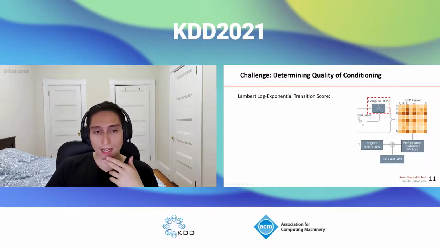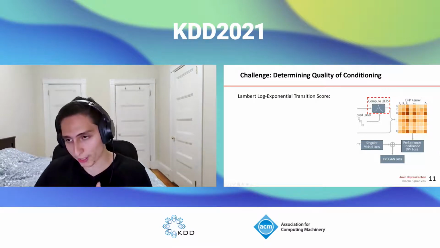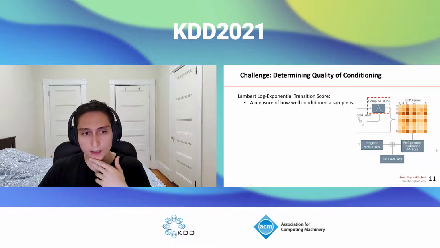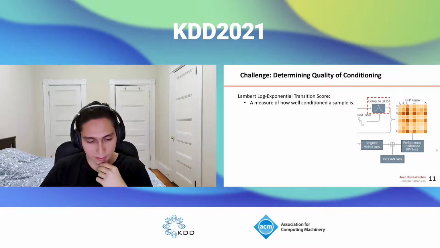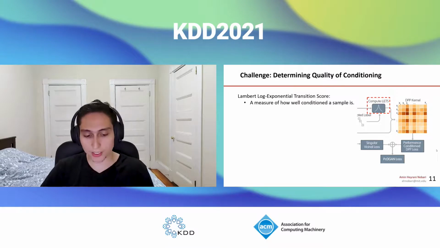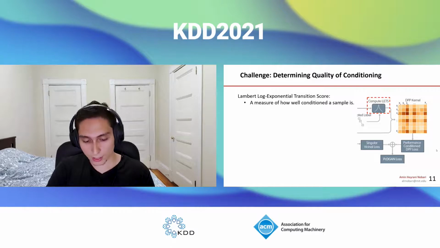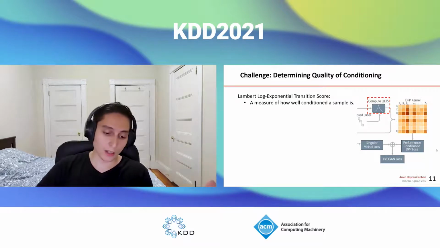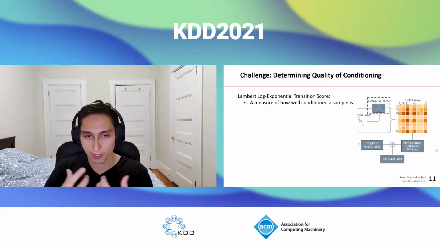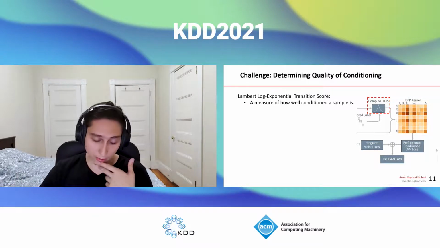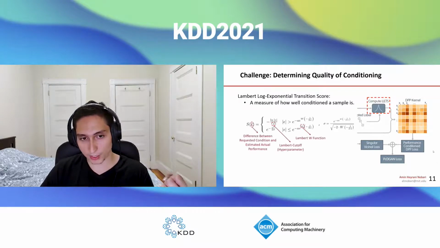Now, this score has a few properties that help us employ it in the DPP kernel appropriately. One of the things is that it measures how well a specific sample meets a condition. The way it does that, it uses the estimator's prediction, and it also uses the input condition. So having the input condition and the predicted actual performance, we can measure the difference, and using that, we can give every sample a score of how well it's meeting a specific condition.